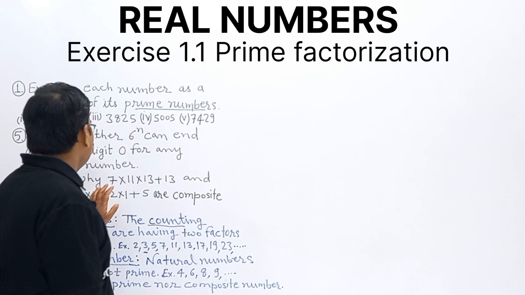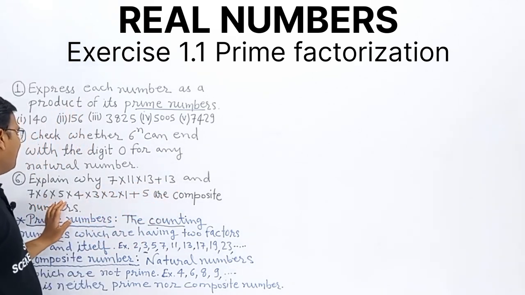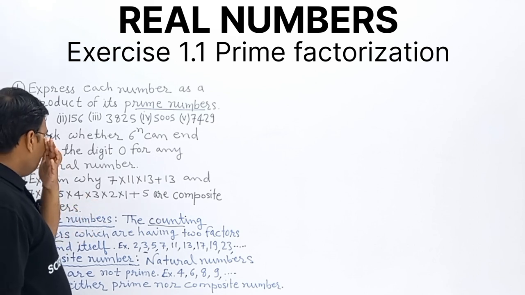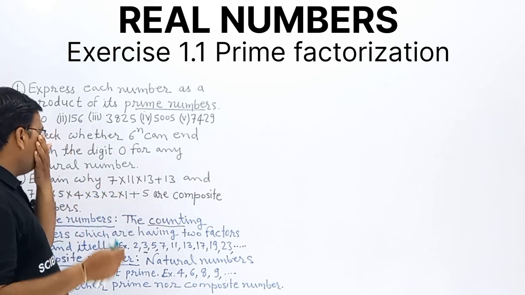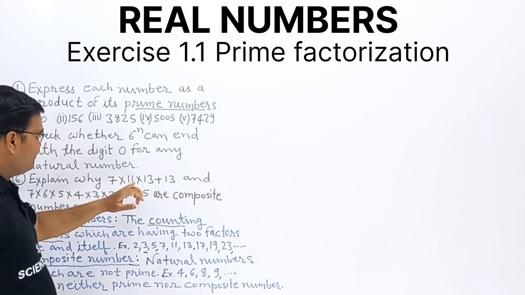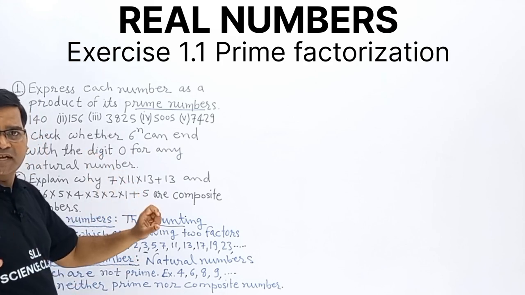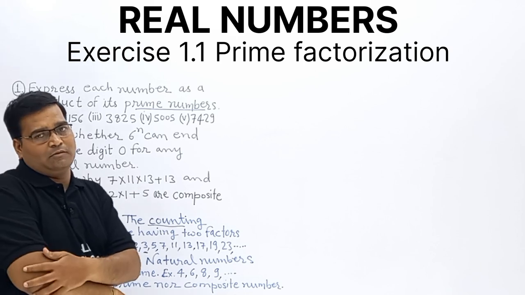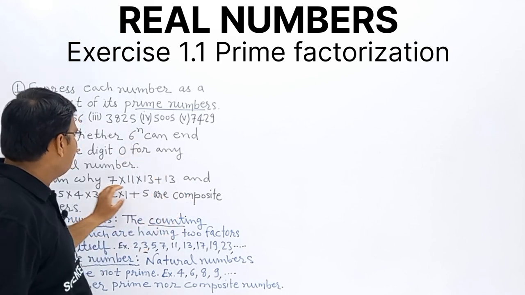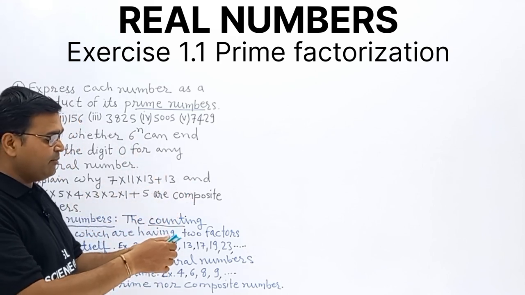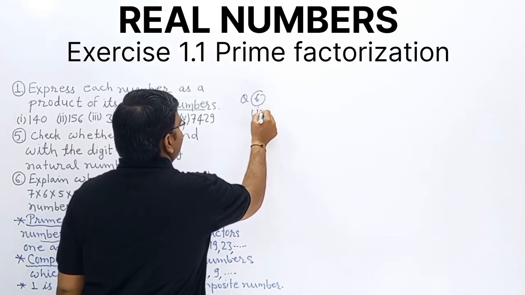Explain why 7 into 11 into 13 plus 13, and 7 into 6 into 5 into 4 into 3 into 2 into 1 plus 5 are composite numbers. We want to show that they are composite. Once we solve this, we get a number, and I want to check whether that number is composite or not. This question has two parts, one is this and another is this. One by one I am taking them. So question 6, first one.